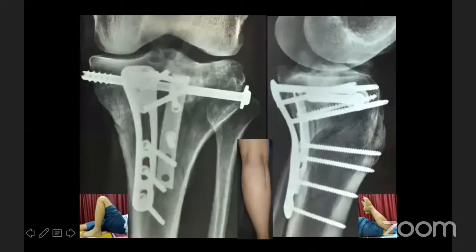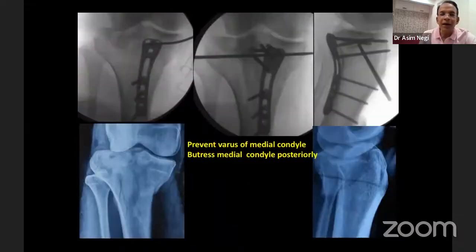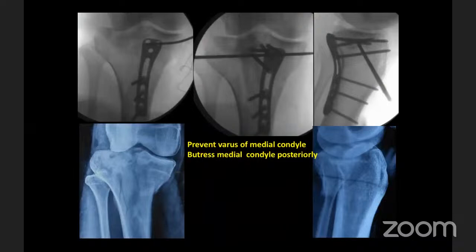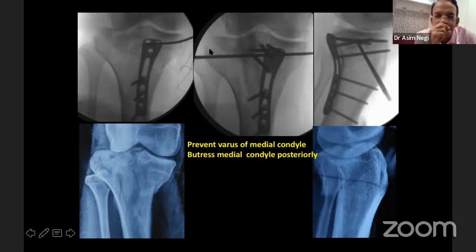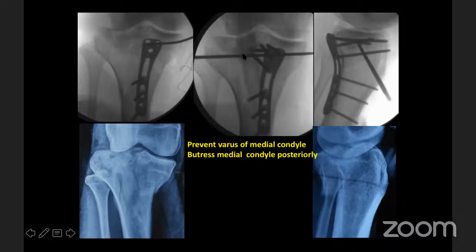Yes, Jignesh bhai. Go back one slide. With so much overlapping of the lateral condyle, I think you have missed out something in the center. This is what I was talking about, not elevated. I have not yet elevated this portion.